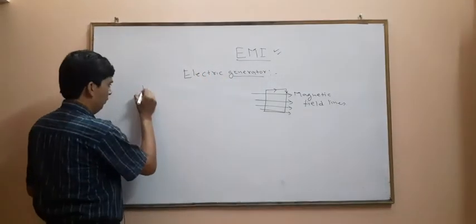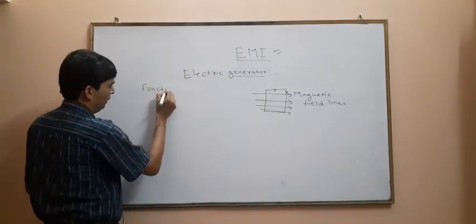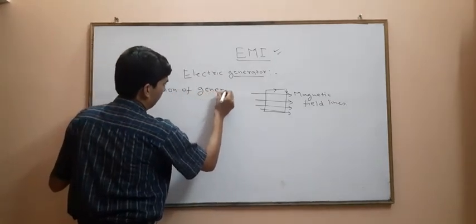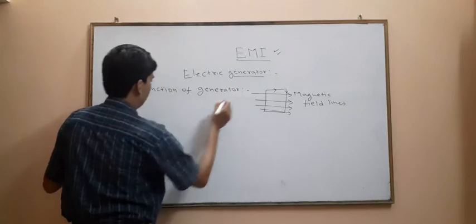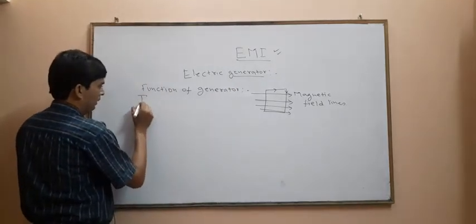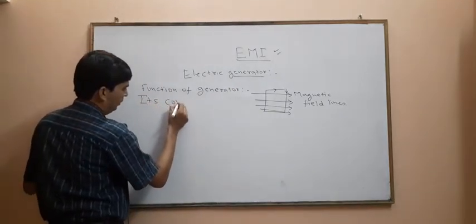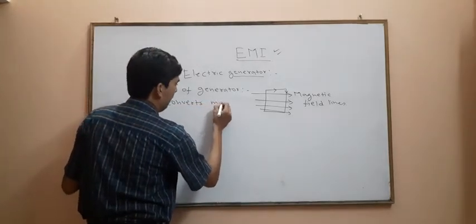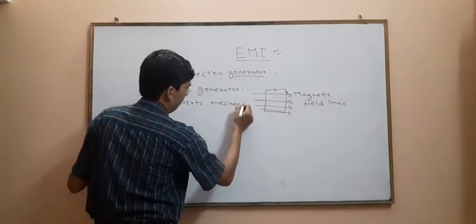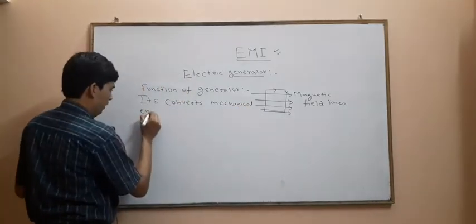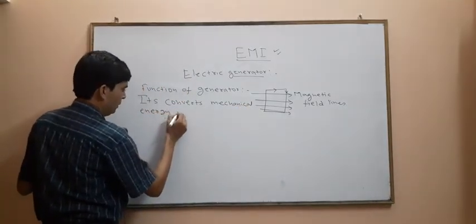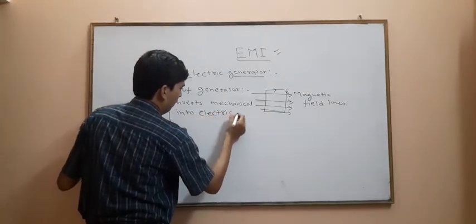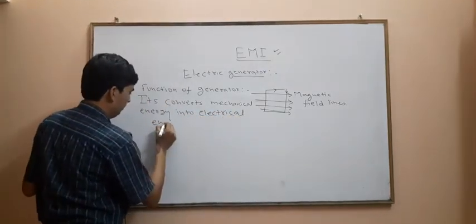What do you write? Function of generator: it converts mechanical energy into electrical energy.